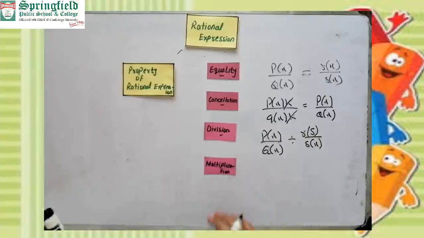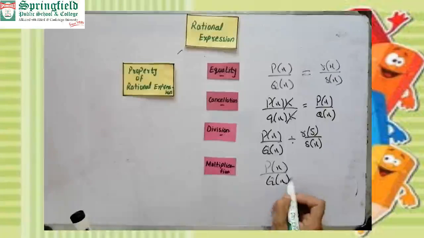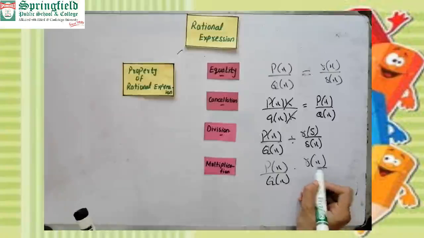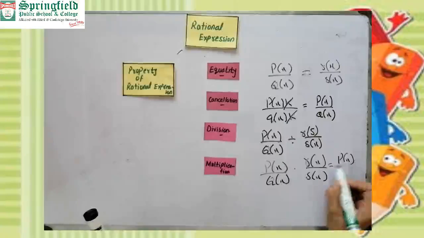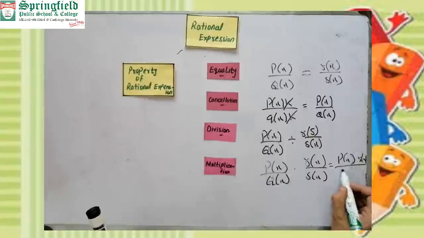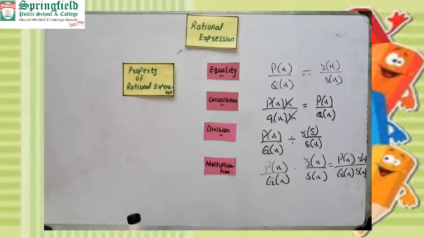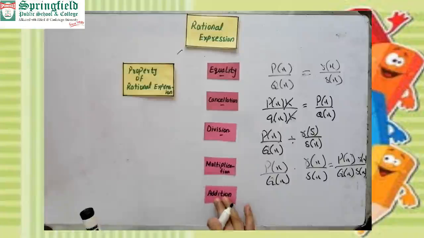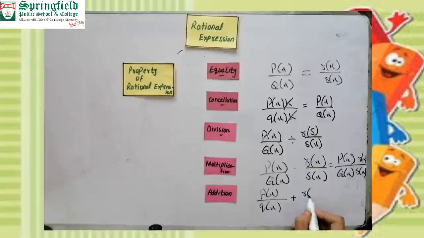Multiplication property. Multiplication means p of x over q of x and r of x over s of x are multiplied. So during the multiplication property, it will become p of x times r of x over q of x times s of x, after multiplication. Addition property means the addition sign, plus sign, between p of x over q of x and r of x over s of x.